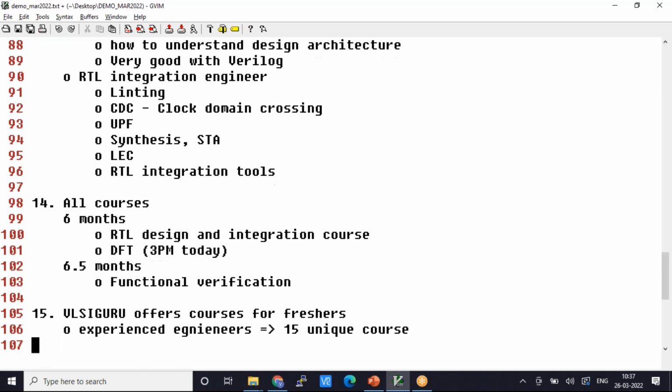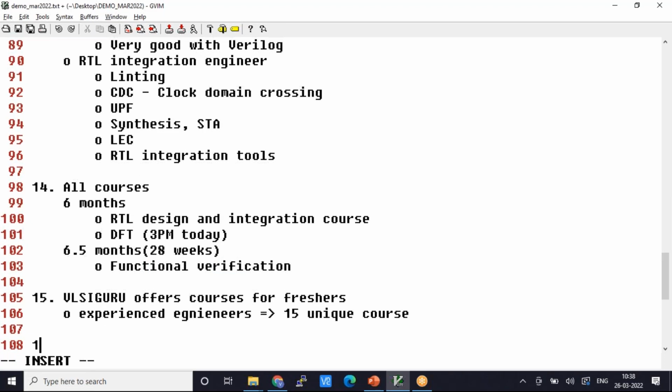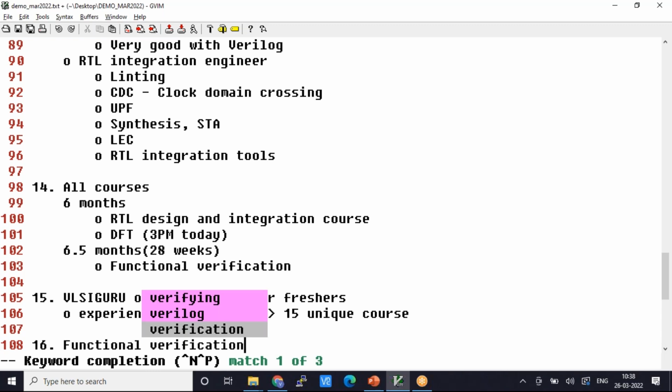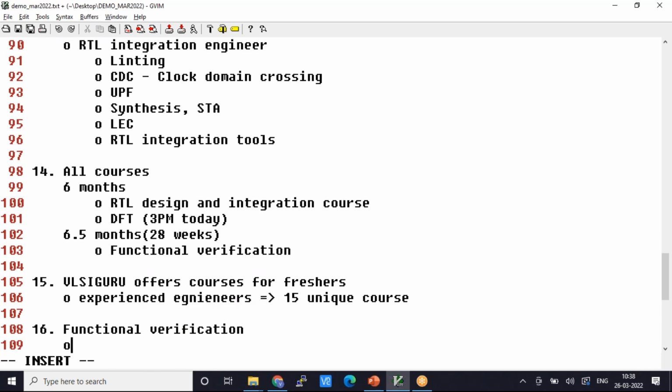Next, about the courses: any course you take would go for 6 months. The only exception is the functional verification training, which goes for 6.5 months, roughly a 28 weeks course. Let us talk about the functional verification course, because most of you will be interested in that domain. I will also talk about other domains based on your request. This 28 weeks is divided into 3 parts.